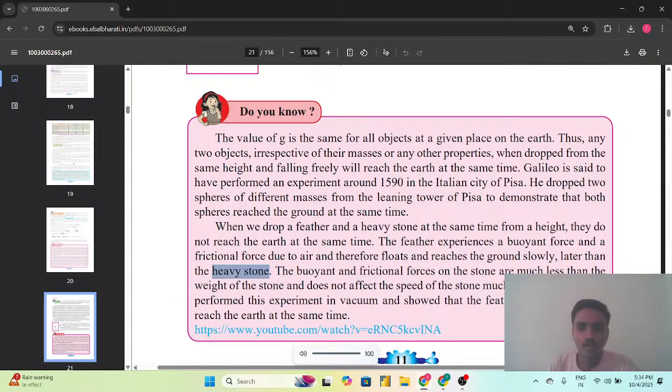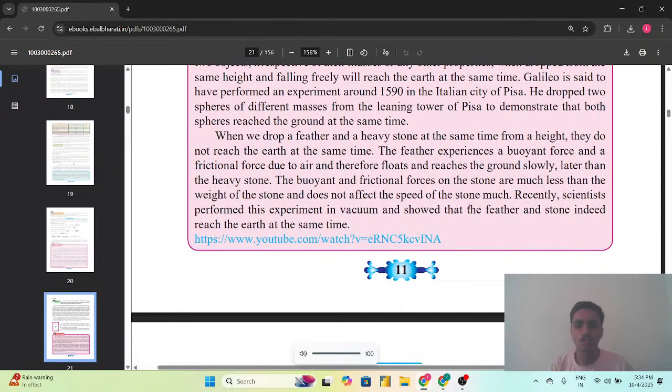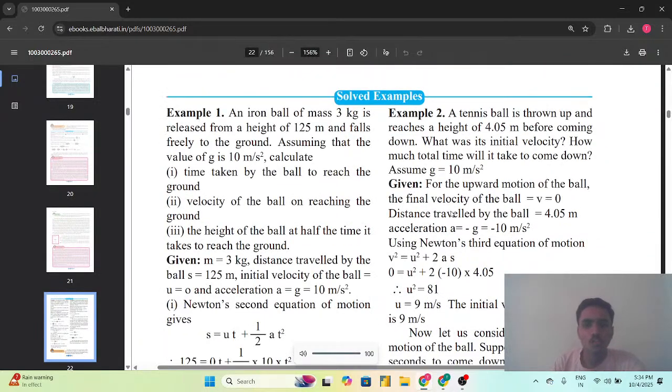And recently, scientists have performed this experiment in a vacuum. So if we are neglecting the air, and we are performing the same experiment in a vacuum, as there is no presence of air, we can see that the feather and the stone will reach the surface of the earth at the same time. So here is the link where we can watch the video related to that experiment. So here we are having two solved examples.